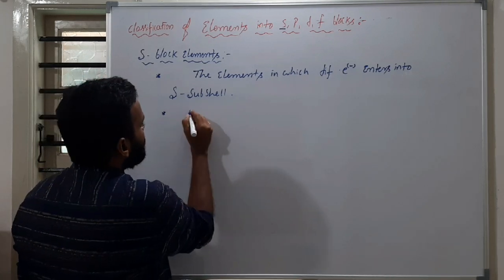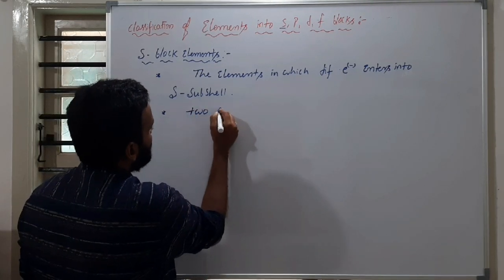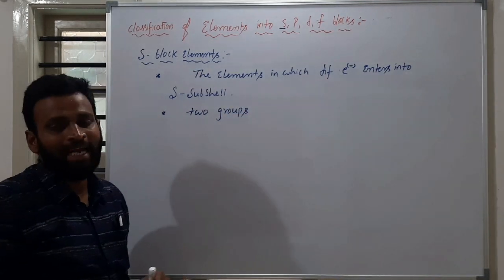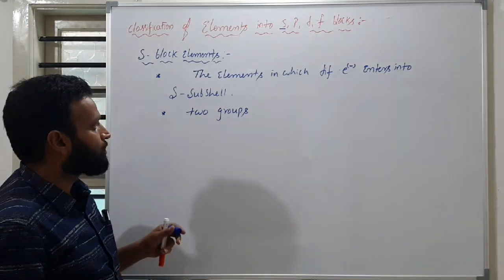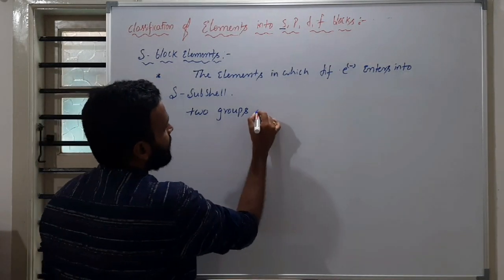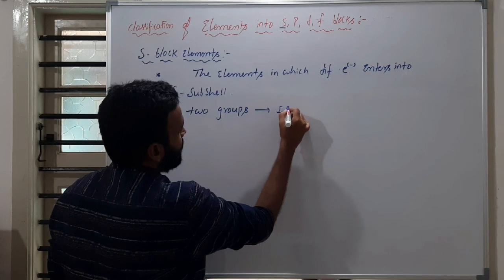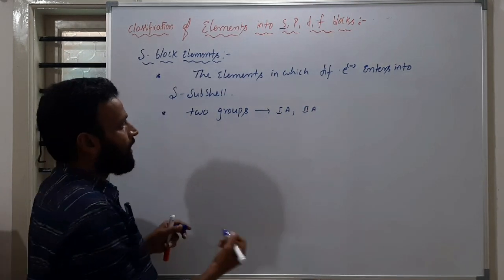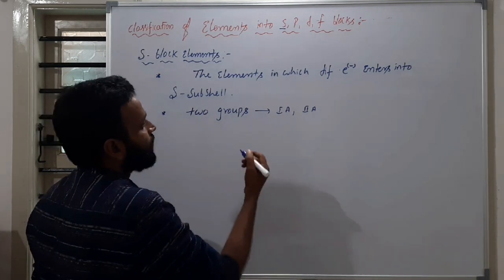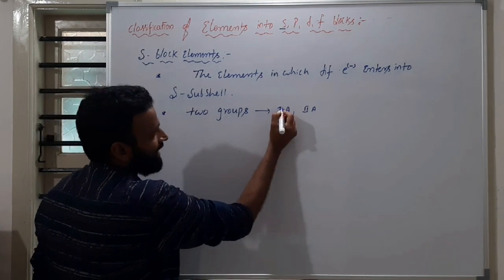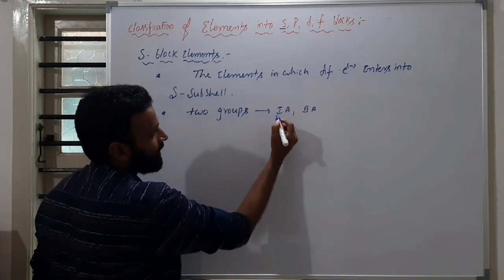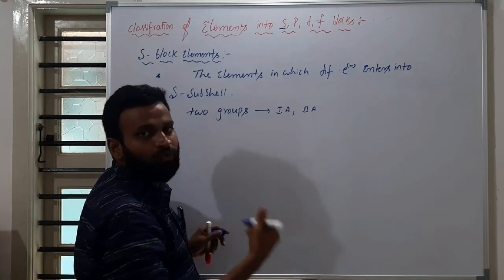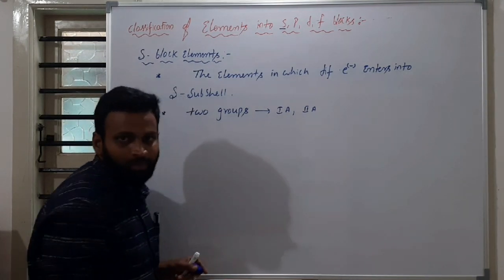And how many groups are present in the S block? Two groups are present. What are they called? They are called 1A group as well as 2A group elements. Why are they called 1A group and 2A group? If the valency shell consists of one electron, that is called 1A group. If the valency shell consists of two electrons, that is 2A group elements.